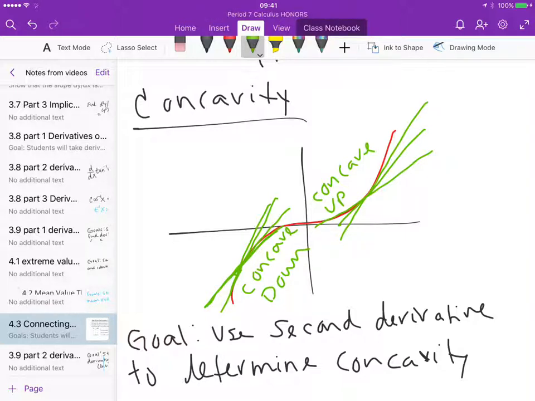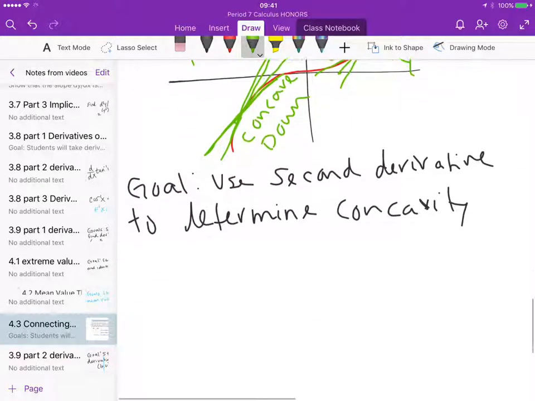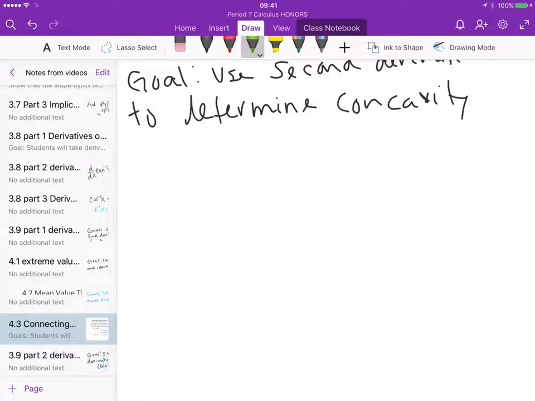This is showing that y prime is decreasing when it is concave down, and y prime is increasing when it is concave up. All right? And so, looking into it specifically, we use what is called the concavity test to determine when it is concave up or concave down.